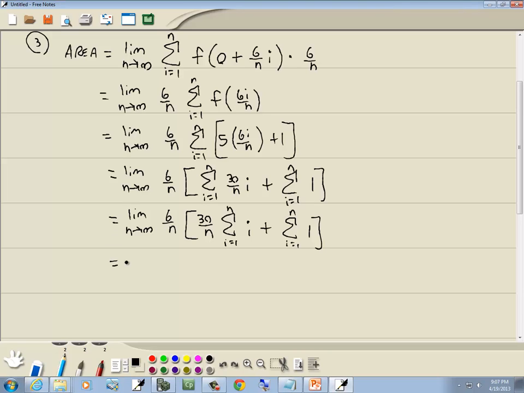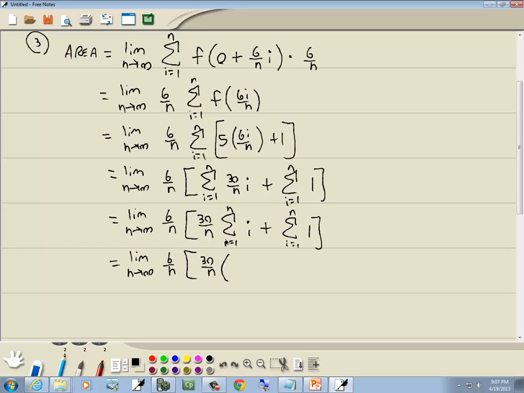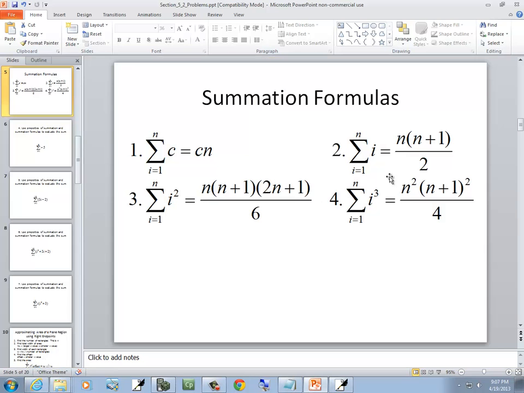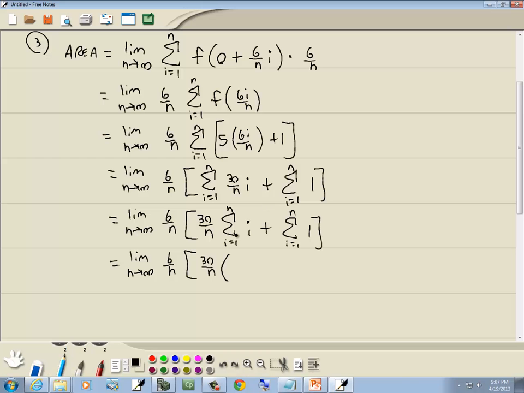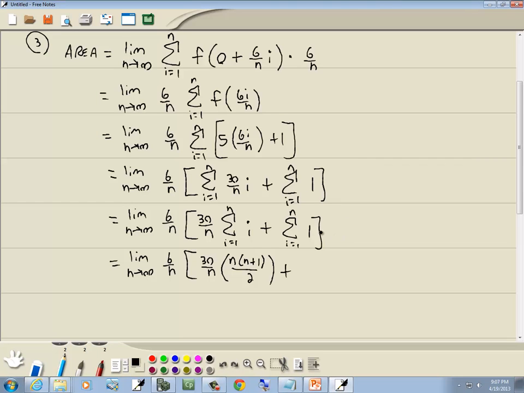So let me carry this down. So the limit as n goes to infinity of 6 over n. And then we got 30 over n times, and this matches exactly. See how the summation i equals 1 to n of i? This is going to be exactly what you see here. So we're going to have n times n plus 1 over 2. Now here, this is a number, and that's our first property. We said if you have a number, you take the number times n. So we'll take 1 times n, like that.